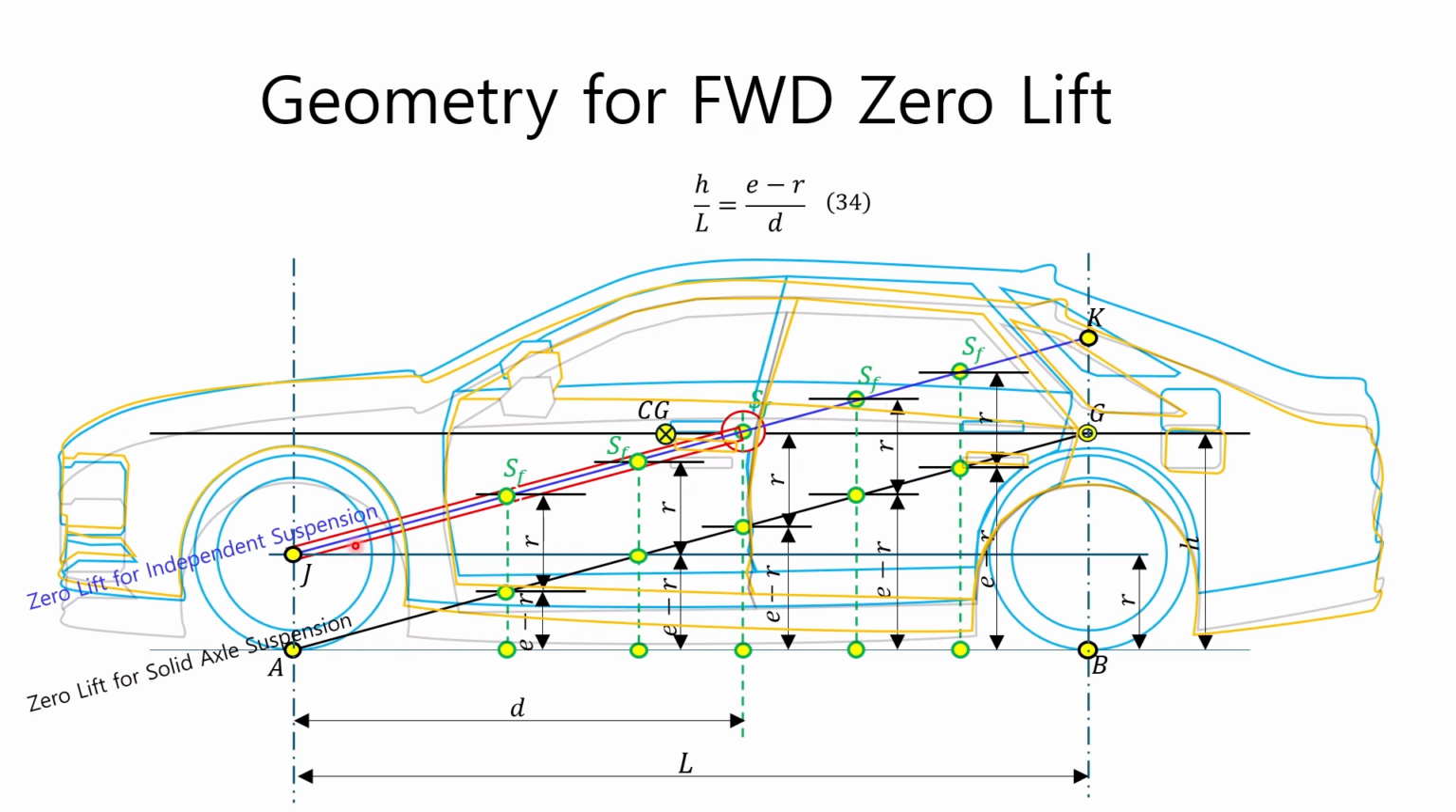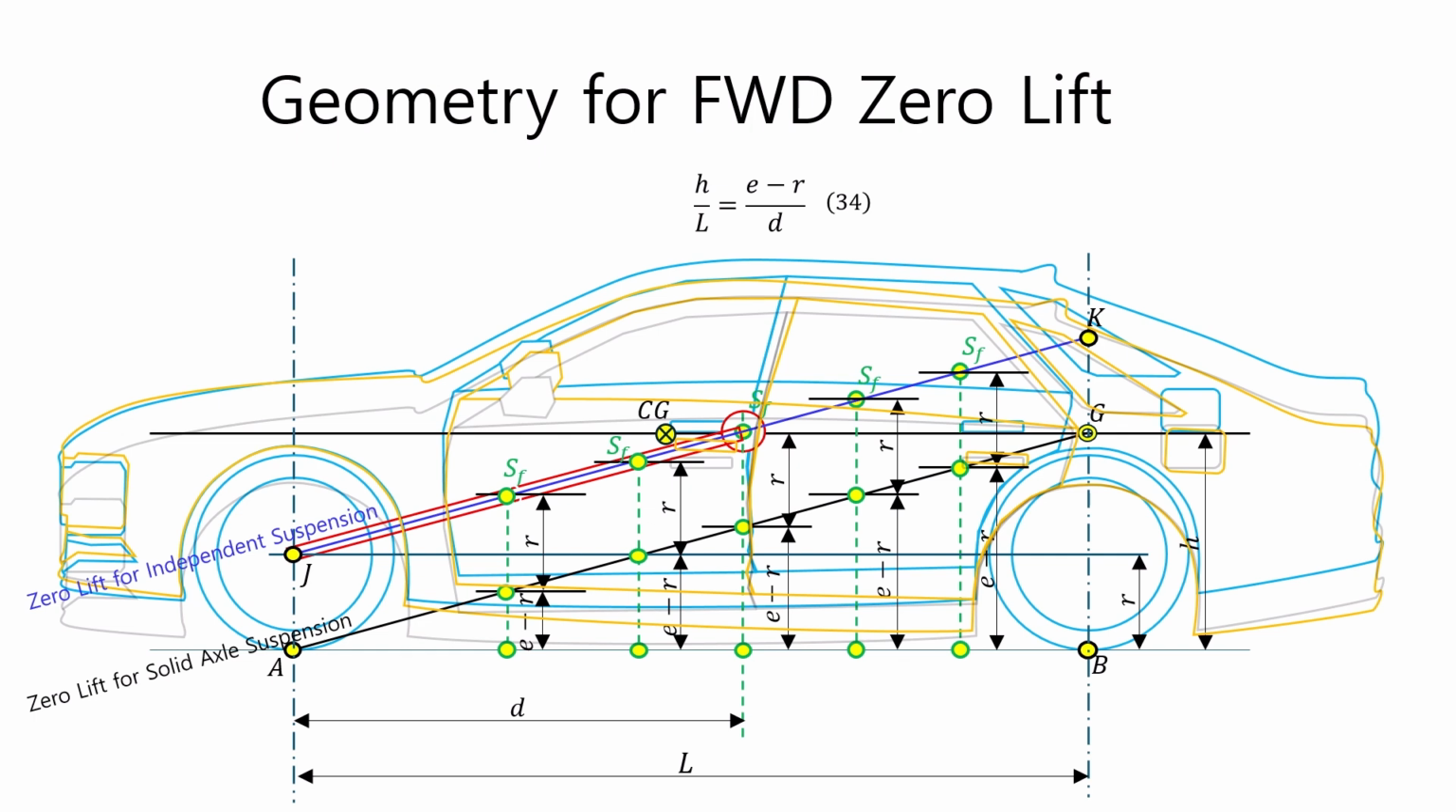In the figure, the blue line connecting points J and K represents the zero lift line of a front-wheel drive vehicle with independent suspension. From the above analysis, it can be seen that, in order to make the lift zero, the virtual reaction point of a front-wheel drive vehicle with independent suspension must be located further upward by the effective radius r of the wheel compared to the virtual reaction point of a front-wheel drive vehicle with a solid axle suspension. The fact that lift does not occur during acceleration does not mean that the pitch angle is zero.